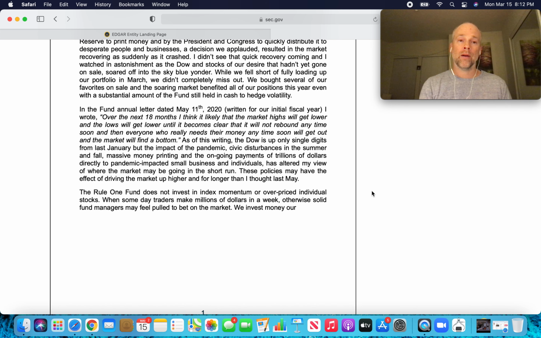"In addition, as the prices of the businesses we own soar irrationally far above what we believe to be their value, we may sell and add to the cash pile." Okay? Liquidate the position. "This willingness to stay in cash and/or sell when everyone is buying is why we consider the fund to be a contrarian fund." Okay? This is value investing 101.